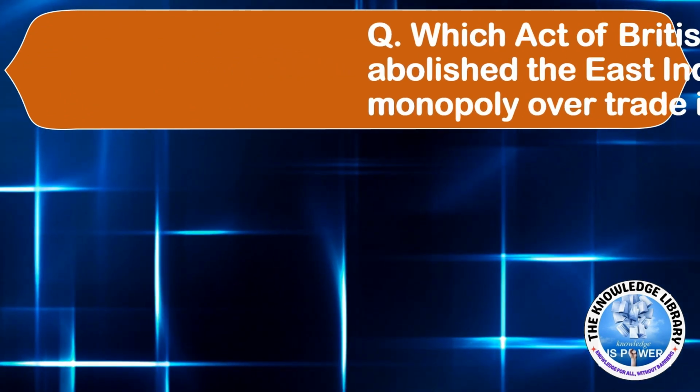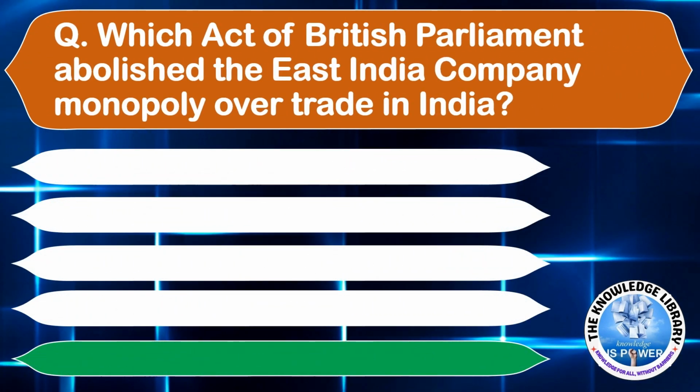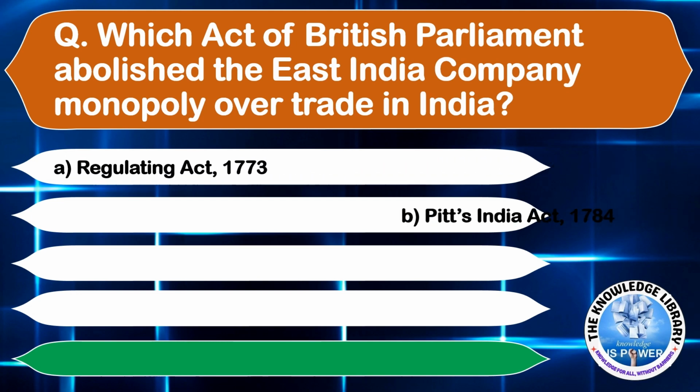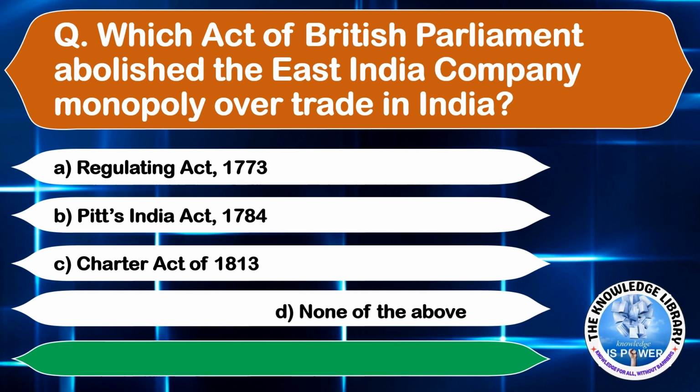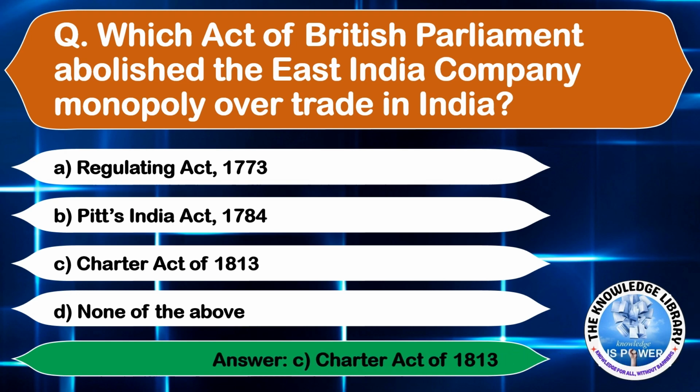which act of British Parliament abolished the East India Company monopoly over trade in India? Option A, Regulating Act of 1773. Option B, Pitt's India Act of 1784. Option C, Charter Act of 1813, and option D, none of the above. The correct answer is option C, Charter Act of 1813.